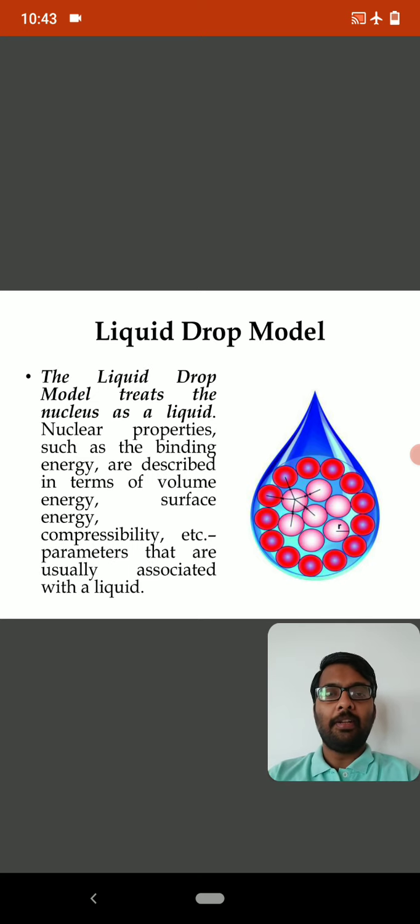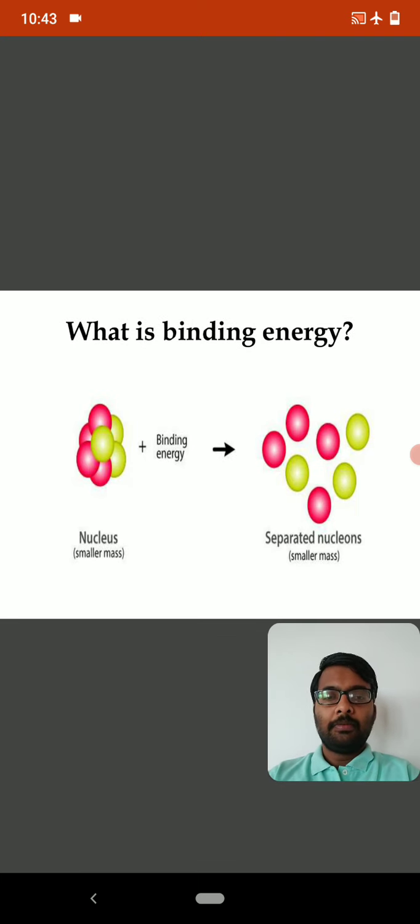So all these terms are involved in the semi-empirical mass formula, which is used to calculate the binding energy. The basic assumption of this liquid drop model is that the nucleus is a spherically shaped liquid drop. Using this liquid drop model, one can easily calculate the binding energy.